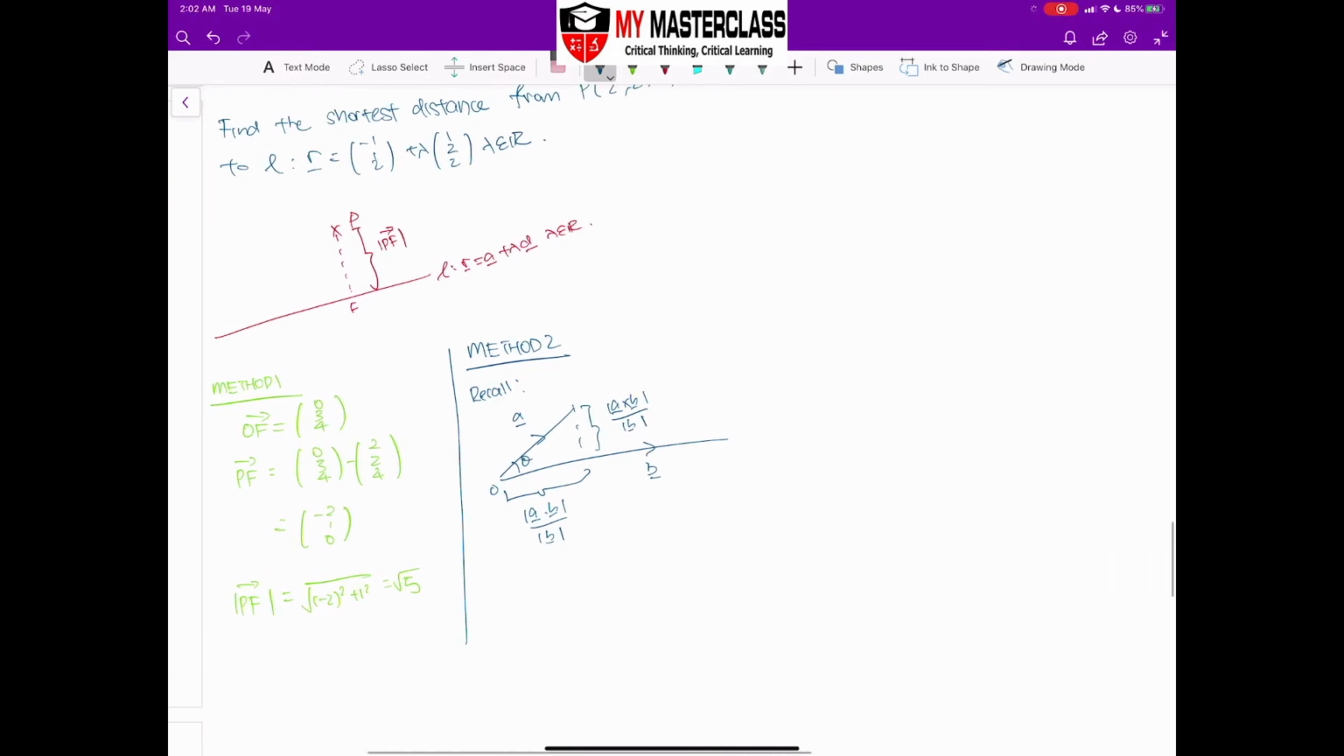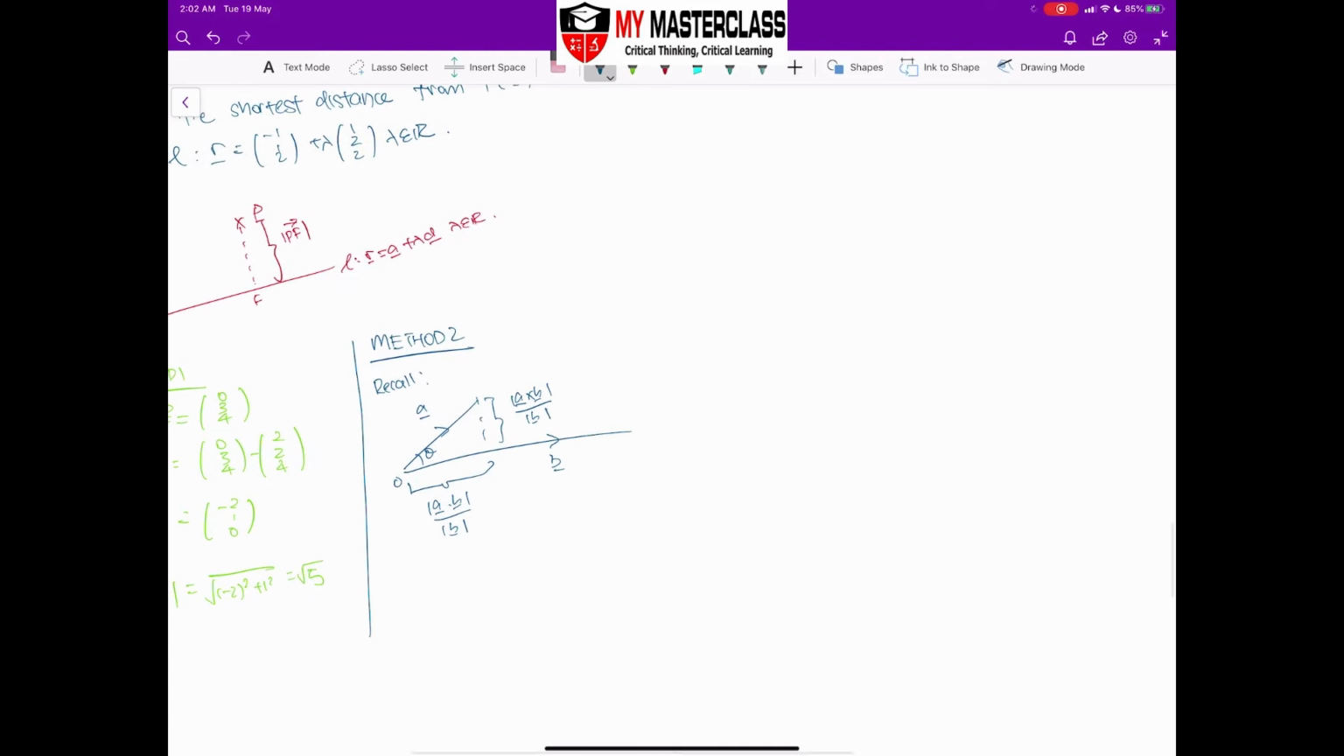Okay, we're going to use this to help me solve for the shortest distance from a point to a line. So if I can redraw a point here, which is (2, 2, 4). My line is r equals (-1, 1, 2) plus lambda (1, 2, 2), where lambda is a real number.